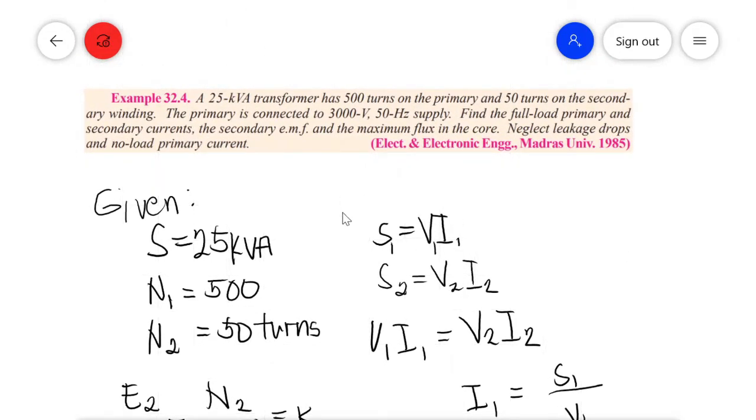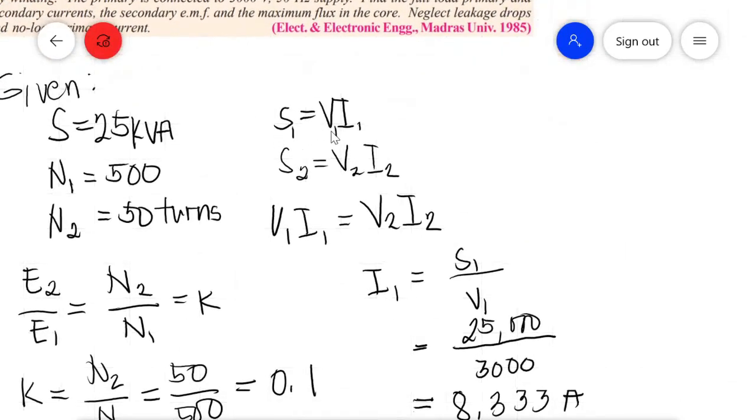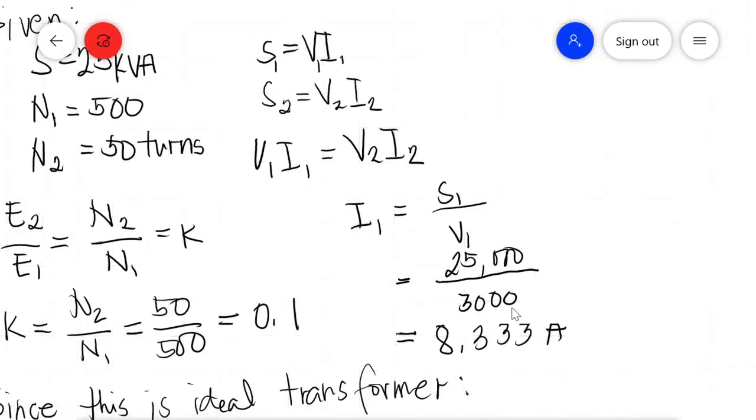So we all know that apparent power is equal to the voltage multiplied by the current. V1 is the input voltage, and S2 is equal to V2 I2, where V2 is the output voltage. Remember that this example is an ideal transformer because the resistance and inductance of the conductor are not given. So we can solve first the primary current by this formula: S1 is equal to V1 I1. So I1 is equal to S1 over V1, 25,000 divided by 3,000, that is equal to 8.333 amperes.